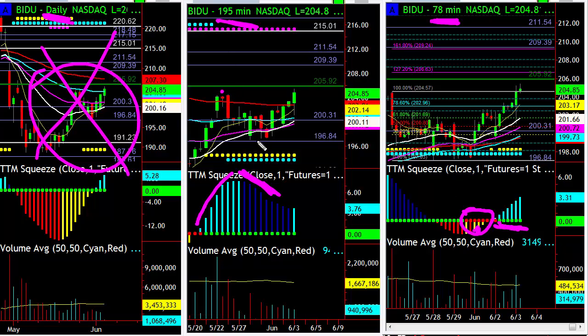And based on that, you want targets. What I was looking at here is that we could come back up and retest its highs, but also keep in mind there's a huge line of resistance here in terms of the trend line.